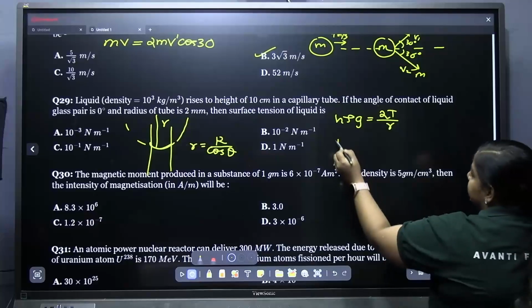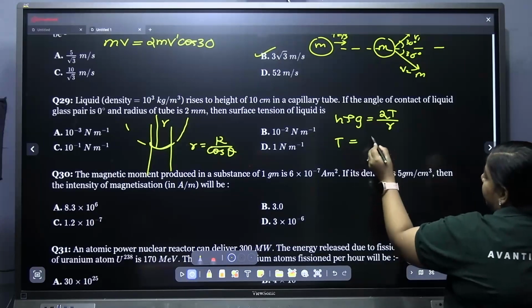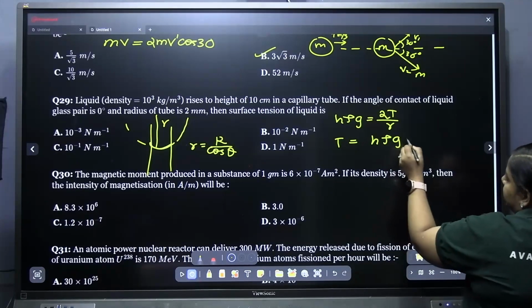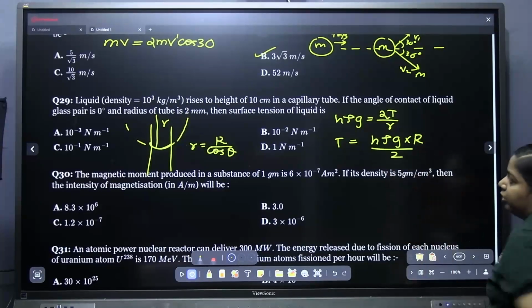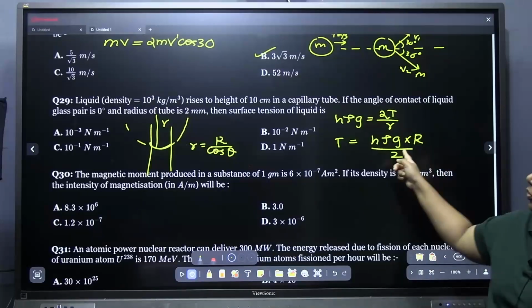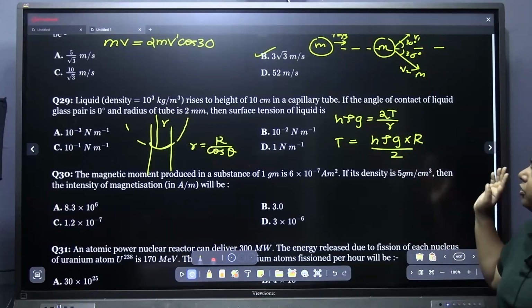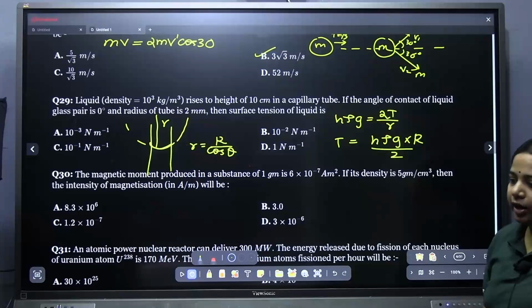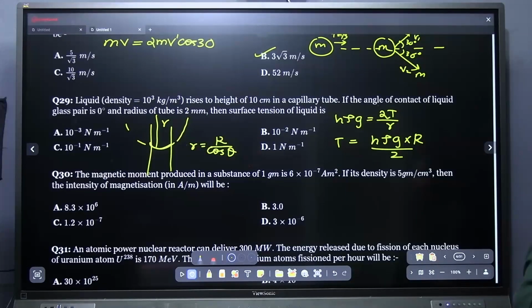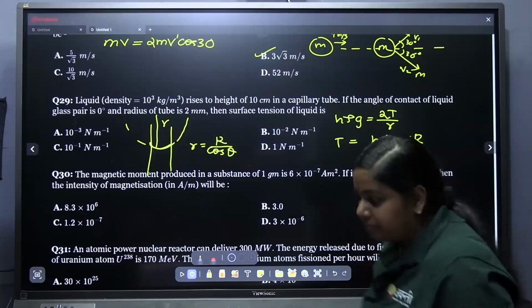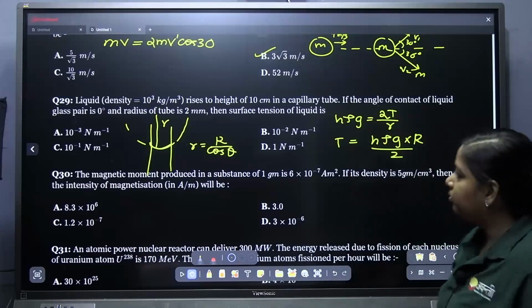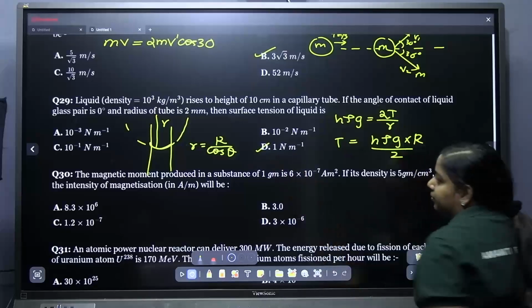Then we can say tension is nothing but what? H rho g into R divided by 2. H is given, rho is given, g you can substitute, radius is given. Substitute and you will get the answer. Okay. Is there any doubt in this? Answer is option D.